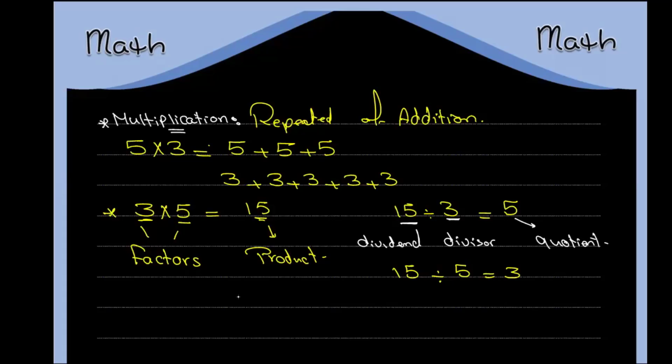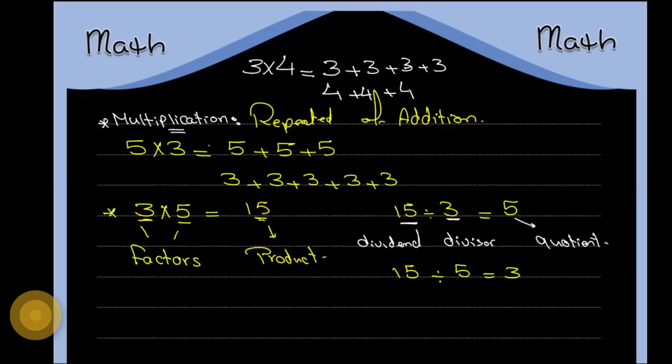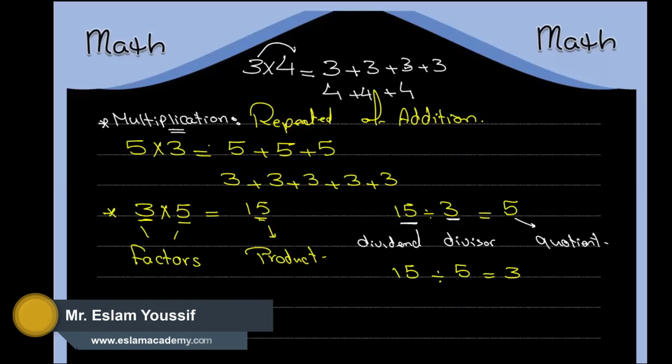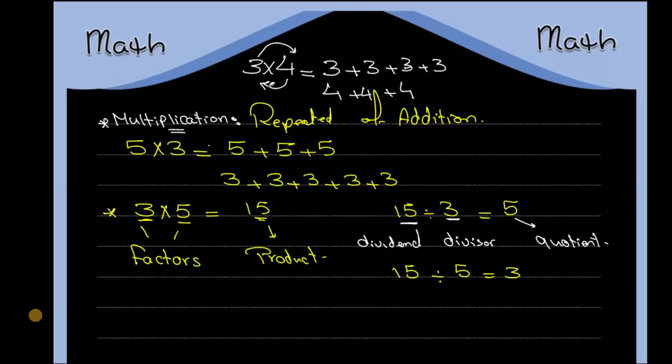Okay. What is 5 multiplied by 3 equals 5 plus 5? I said multiplication is repeated addition. When you want to say 3 times 4, what is the meaning of 3 times 4? It means how we find 3 times 4. 3 is repeated in addition 4 times, or 4 is repeated 3 times. So 3 times 4 is 3 repeated 4 times or 4 repeated 3 times. That is the meaning of multiplication. Multiplication is repeated addition.